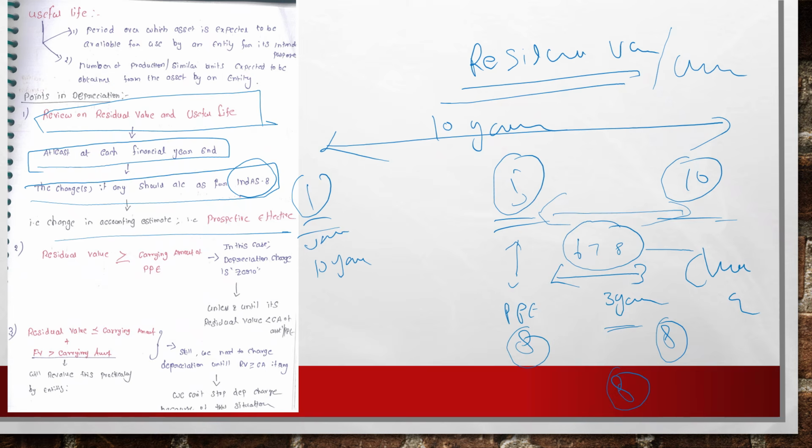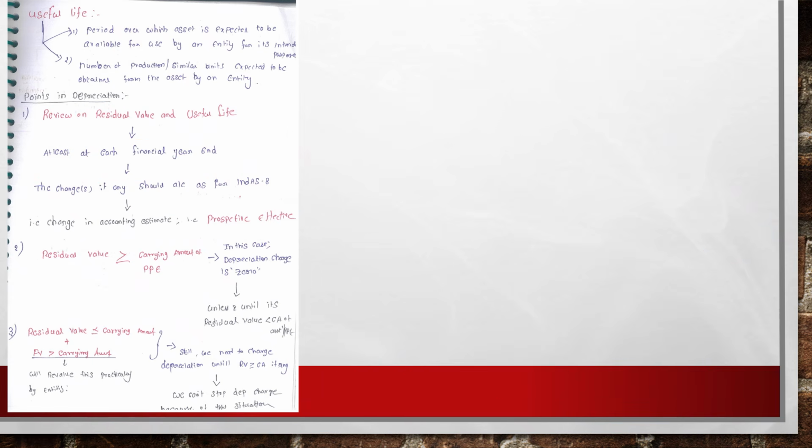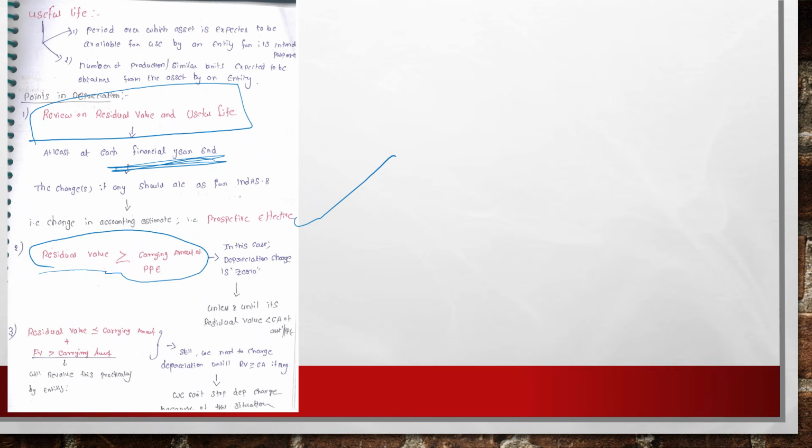Say you took the residual value as 20,000 in the first year. In the fifth year, you got to know that even the 20,000 can't be recovered, so that would be zero. Then that change from this year should be prospective. I hope you understand this point. So you should review the residual value and useful life at each financial year end, and then account accordingly. And then the residual value should be greater than the carrying amount.